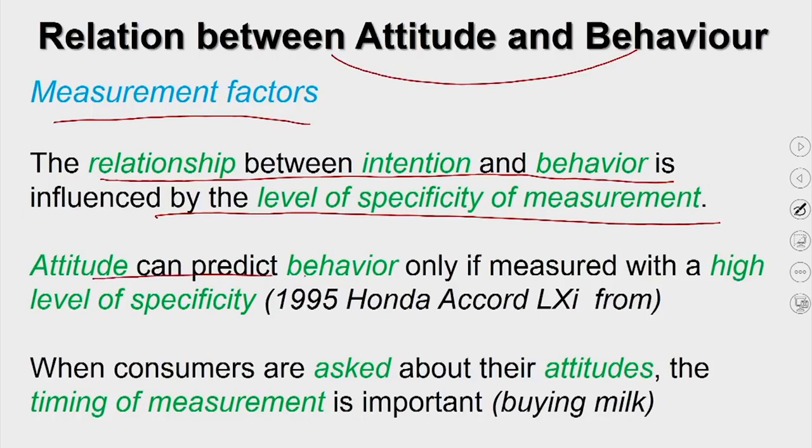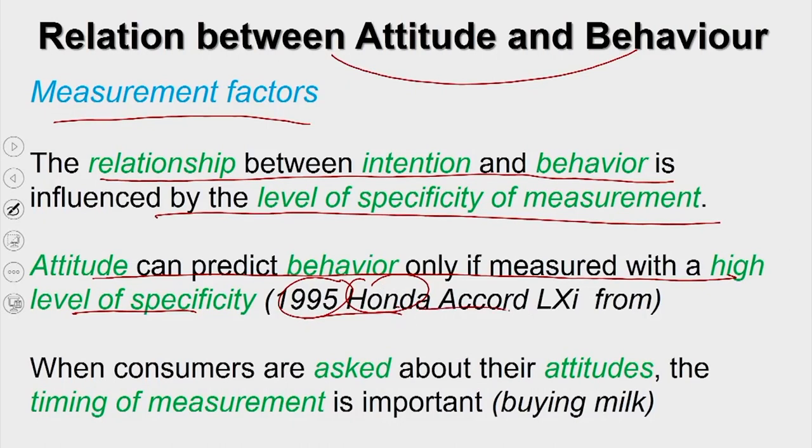Attitude can predict behavior only if measured with a high level of specificity. So, not only looking at a 1995 Honda is good; if I can get the attitude towards a 1992 Honda Accord LXI model bought from a particular showroom, then the chances are attitude-behavior consistency would be there.